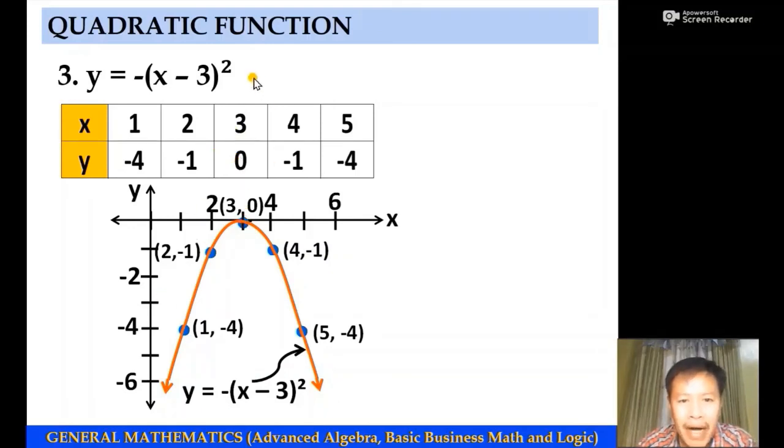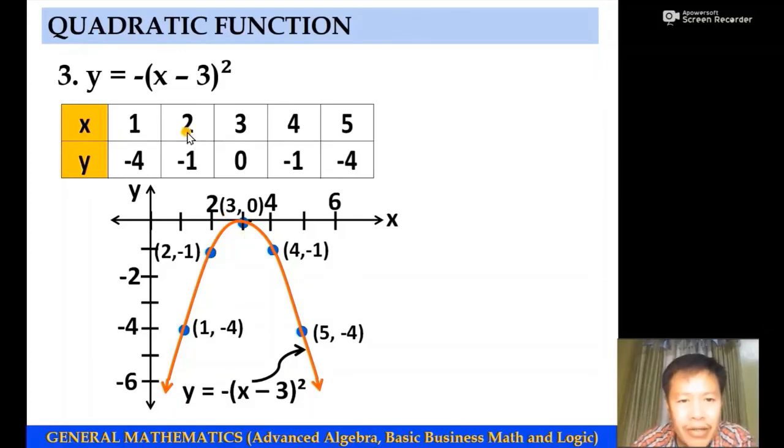Take note, the value of k does not represent the y-intercept. Our y-intercept here is negative 9. Why negative 9? Negative 3 times negative 3 is 9. 9 times negative 1 is negative 9. Meaning, the graph passes through the point with coordinates 0 and negative 9. But we don't need that because we have already here the graph, no?